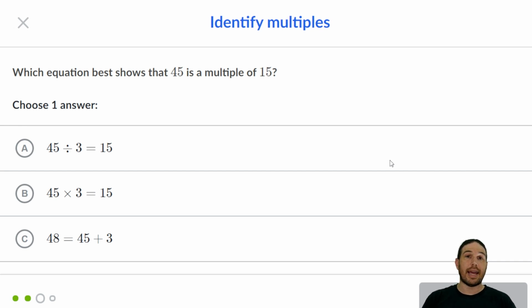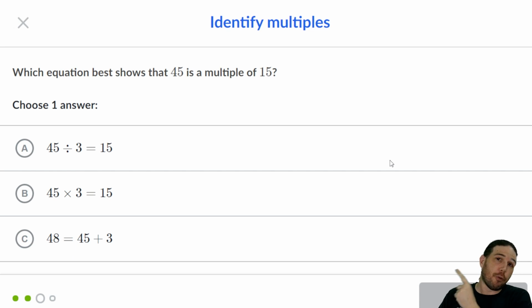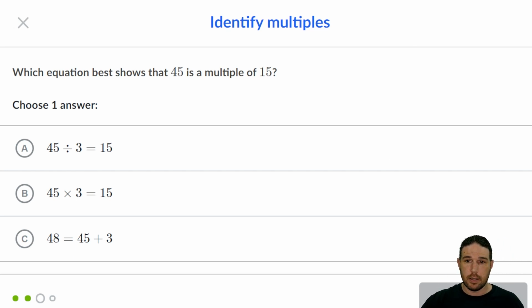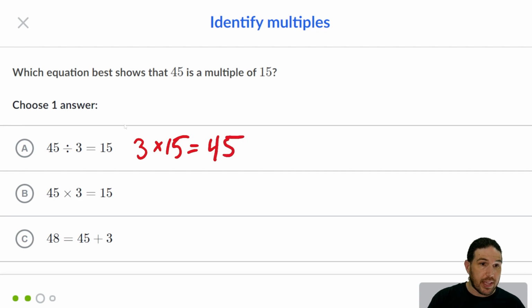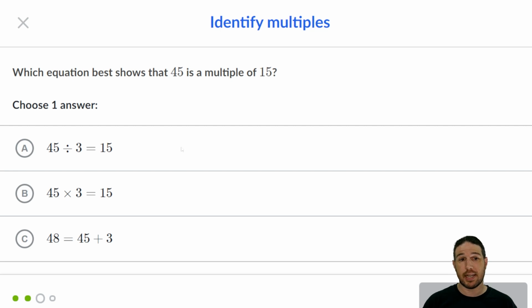So, again, looking at the relationship between multiplication and division, okay? 45 is a multiple of 15 because it's 15 times 3. That is the same thing as saying that 45 divided by 3 is 15. Okay? That and 3 times 15 equals 45. These are two ways of saying the exact same thing. They mean the same thing. Just a little bit of rearranging on alternate sides of the equal sign is all. So the correct answer here is A.